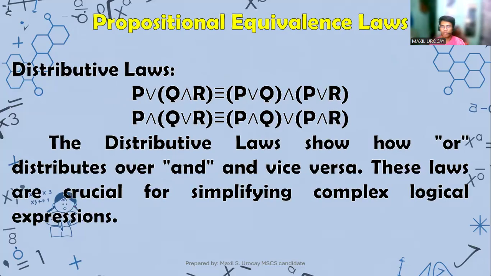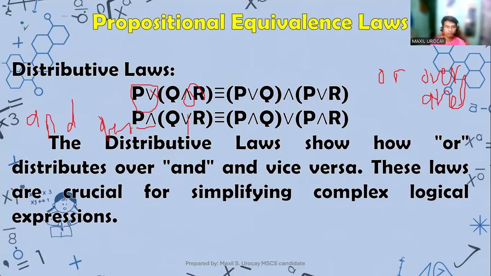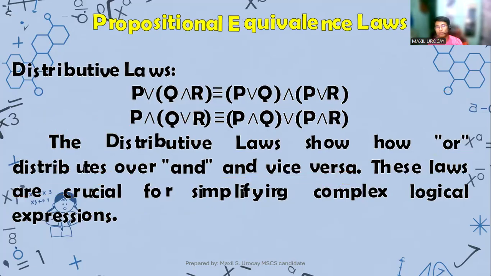So that's the process. For the distributive law, this is different. I know this is a bit of an interesting class, but of course this is going to be amazing. For the distributive law, P or (Q and R) is or over and, and P and (Q or R) is and over or. The distributive law shows how OR distributes over AND and vice versa. These laws are crucial for simplifying complex logical expressions. We'll begin to calculate that in a while.